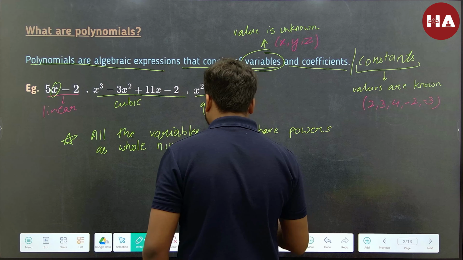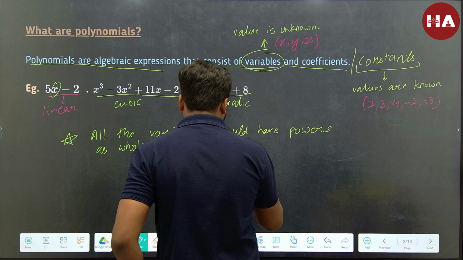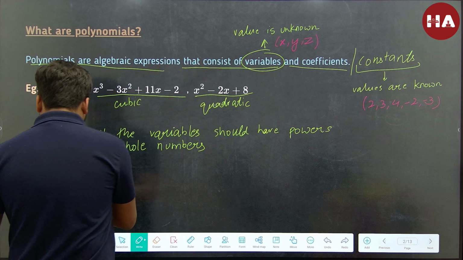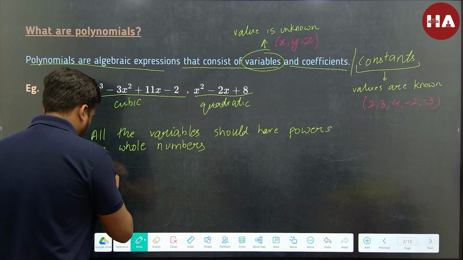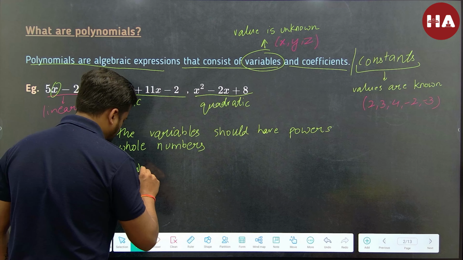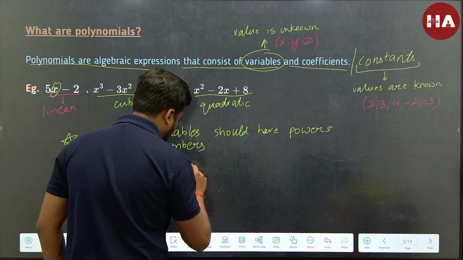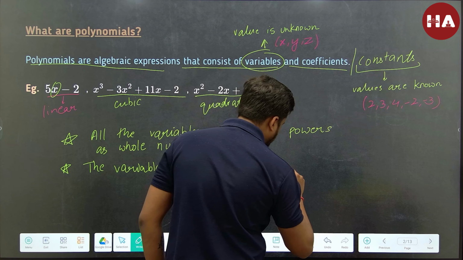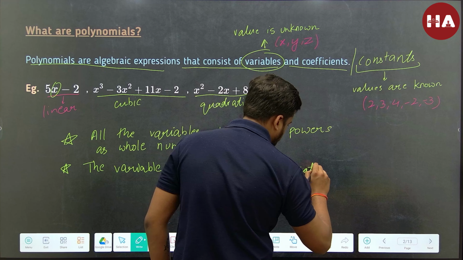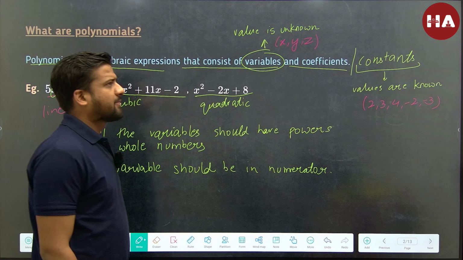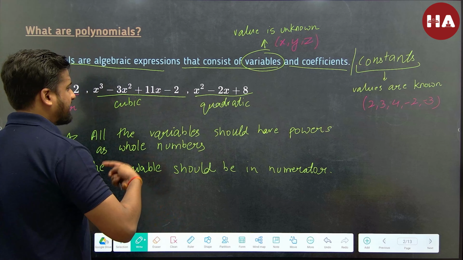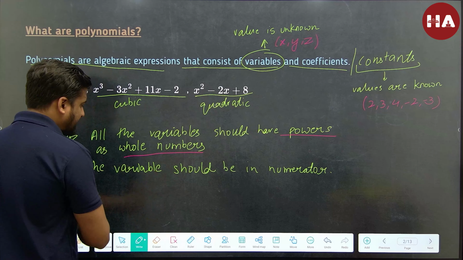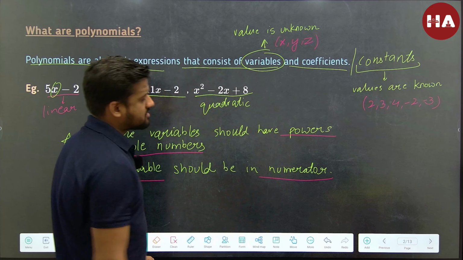The second condition is the variable should be in the numerator. Alright, so these are my two conditions. The first condition is that the powers should be whole numbers. The second condition is the variable should be in the numerator.